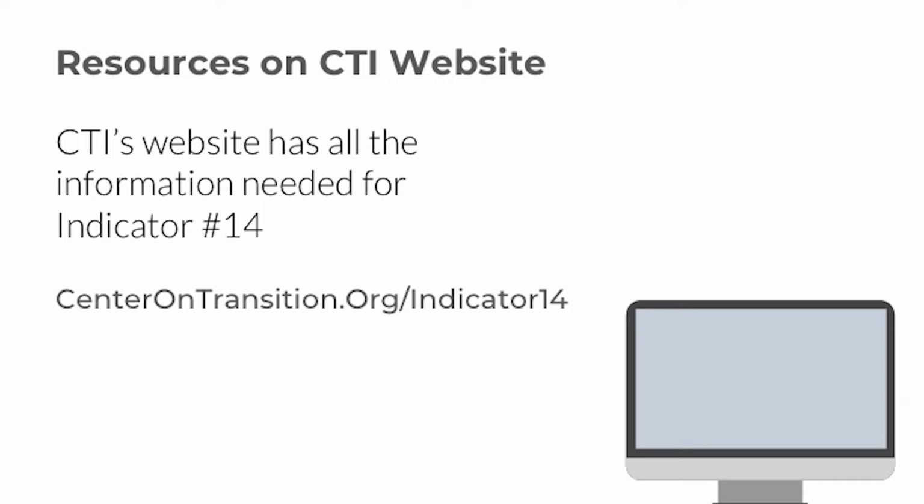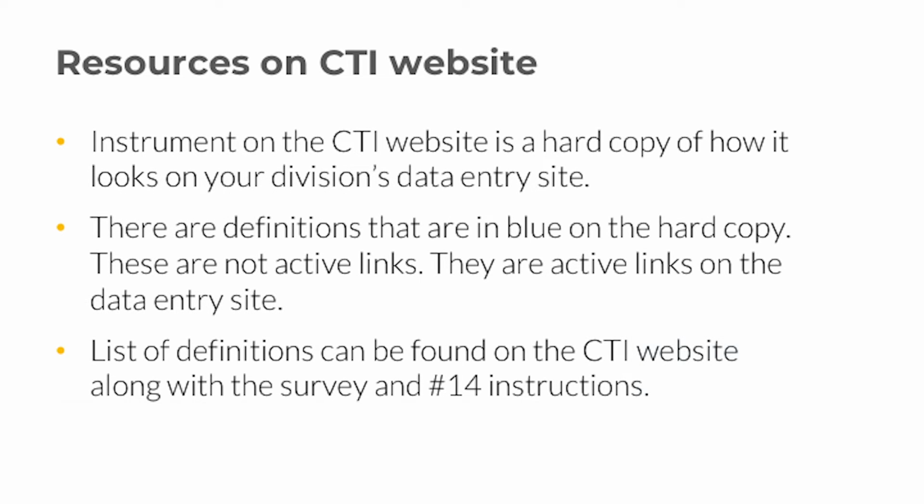There are a number of resources on the CTI website to assist you with this indicator by going to centerontransition.org/indicator14. Some school divisions like to use a hard copy of the survey when interviewing students. You are able to print the survey instrument, which gives you an idea of how the instrument looks on your division's data entry site. The online version of the survey provides definitions of some of the terms used in the survey. They are in blue.